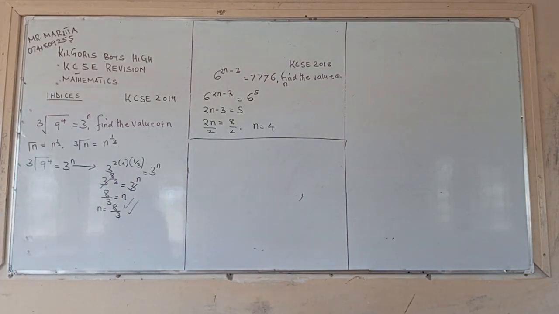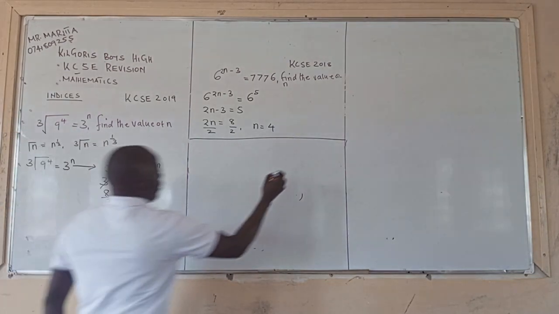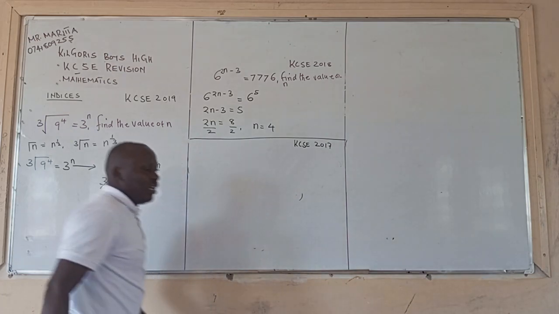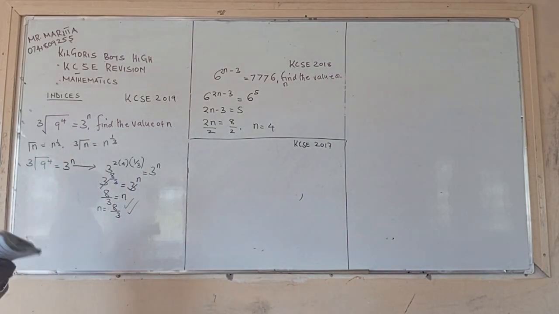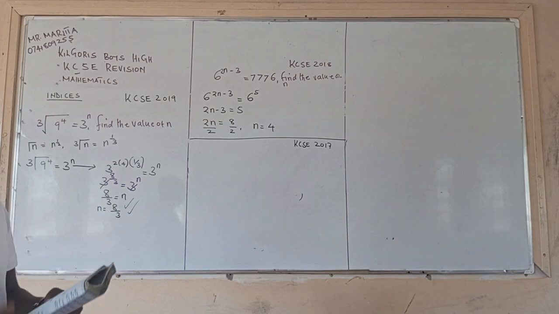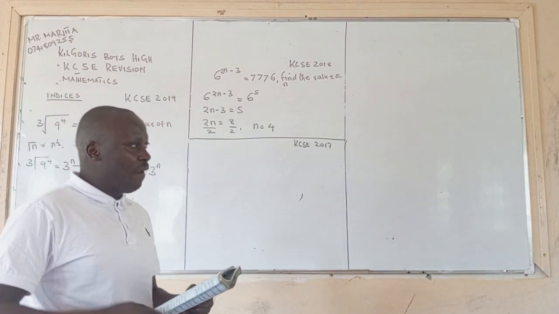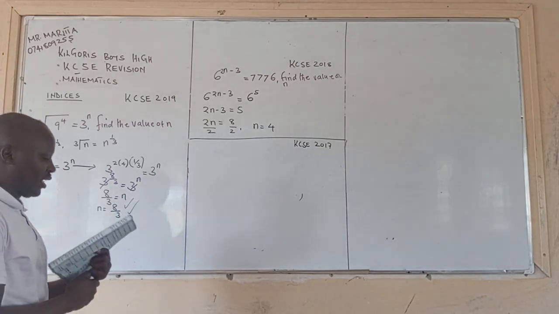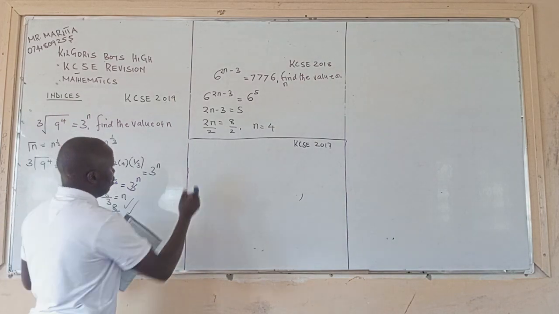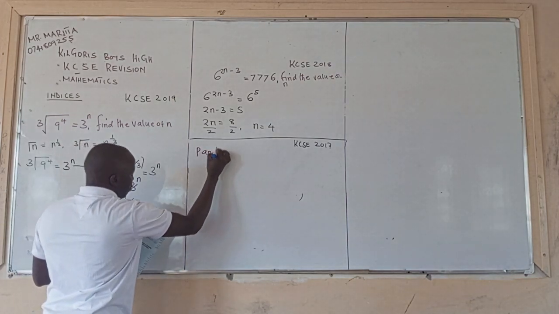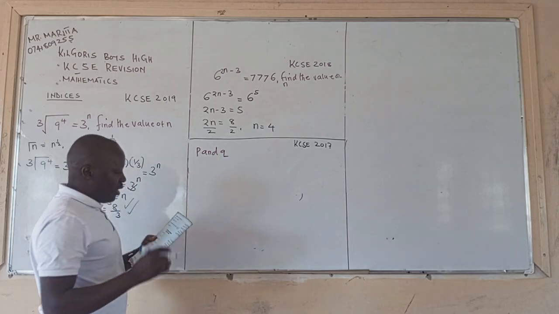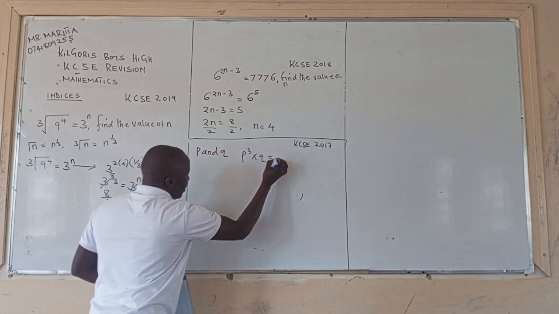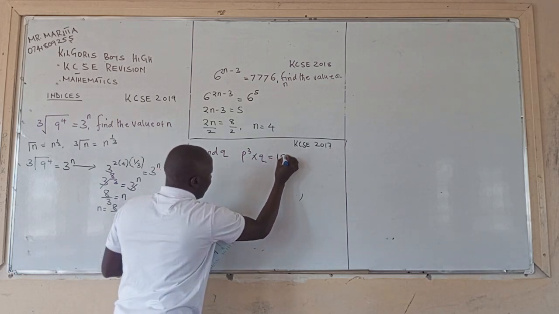Let us look at another question on KCSE 2017. In 2017, we have been told that two numbers P and Q are such that P raised to power 3 times Q is equals to 189.